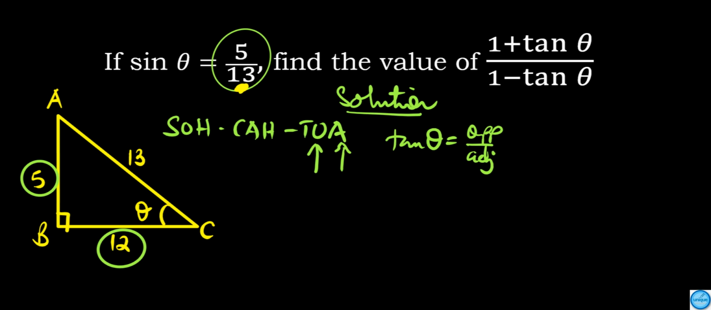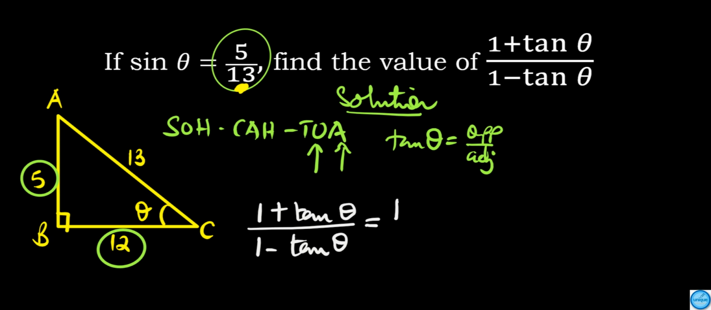So let me write here: 1 plus tan theta. Let me change this one. 1 plus tan theta divided by 1 minus tan theta. So let's have this. Tan theta is equal to 1 plus tan theta, opposite is the 5, adjacent is the 12. Then divided by 1 minus 5 over 12.